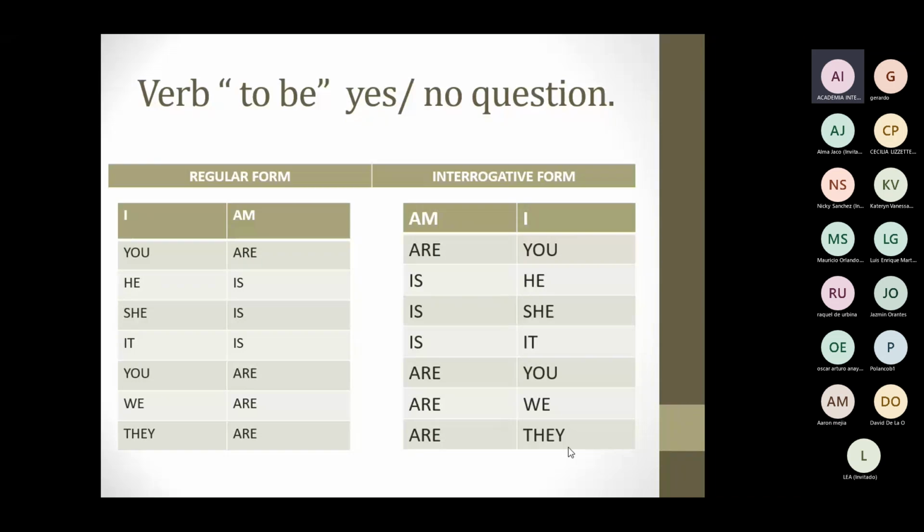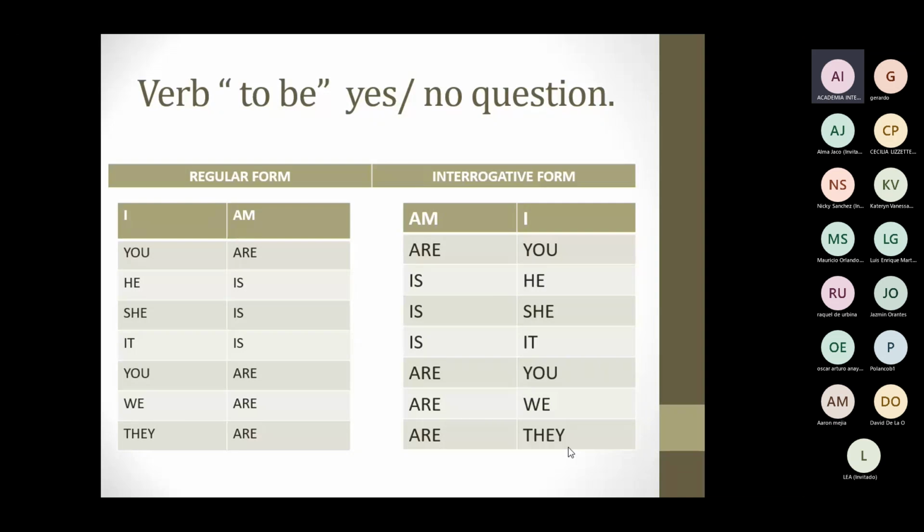Is he a good boy? Is she an excellent doctor? Okay. Are we a good team? Somos un buen equipo. Are we a good team? So, are they excellent people? ¿Verdad? Hay muchas formas en las que podemos pues hacer preguntas utilizando el verbo to be.